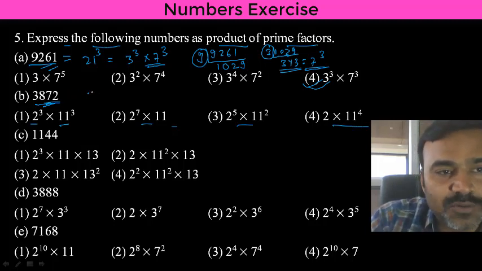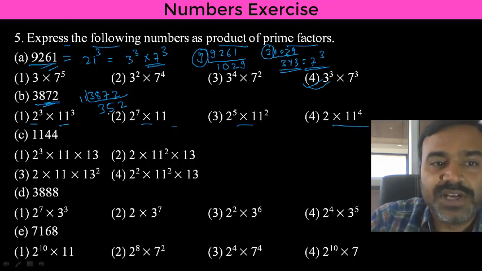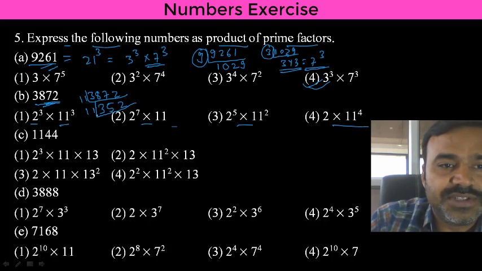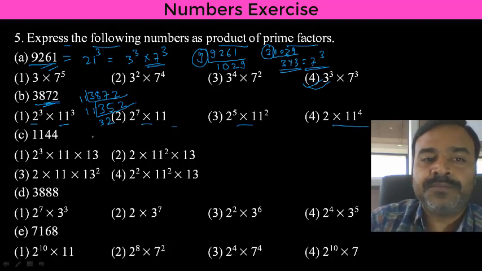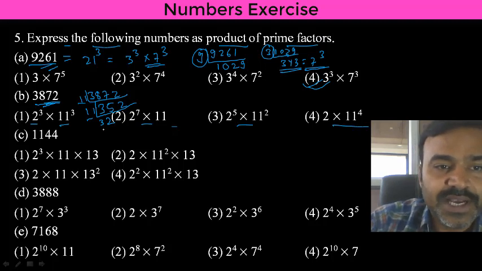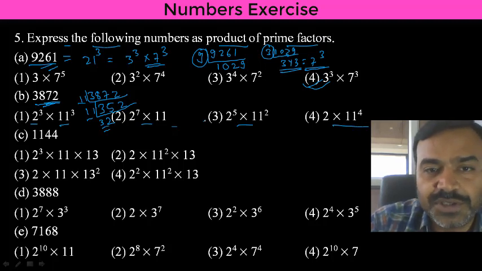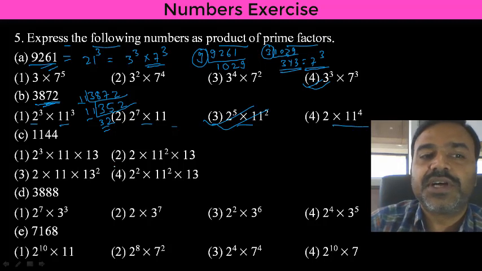Okay. So 3872, first of all, if you divide by 11, what do you get? If you divide by 11, it will become 352. Now 352, again, is divisible by 11. So take out 11, you'll see that it comes out to be 32. Perfect. So what do you get? 11 two times, and 32 is 2 raised to 5. Look at the options. 2 raised to 5, 11 square. Third option is the correct one.